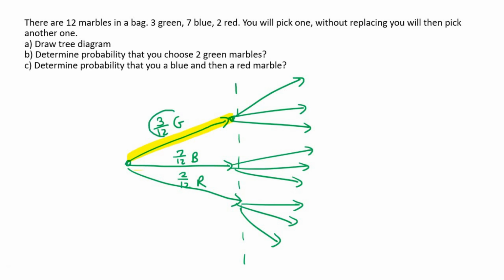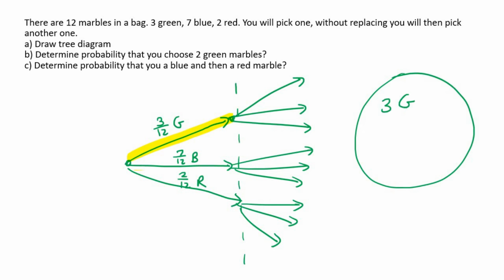They picked a green. Originally there were 3 greens, 7 blues, and 2 reds. If they go this way, they've already taken a green. So how many greens are there? Only 2. And how many marbles are there now? If you add that up, there's only 11. So to pick another green, you have a 2 out of 11 chance.